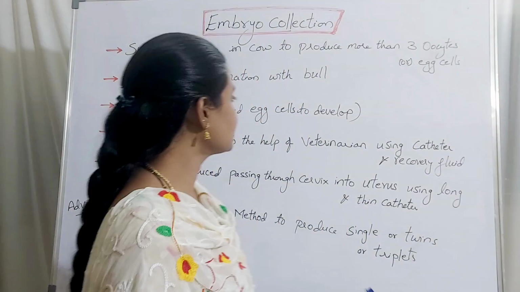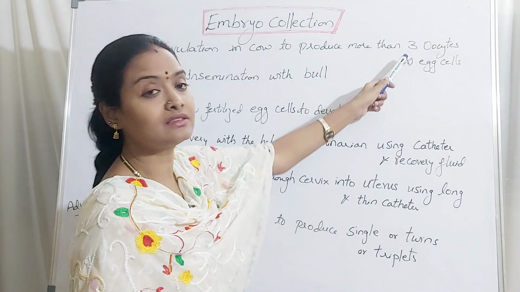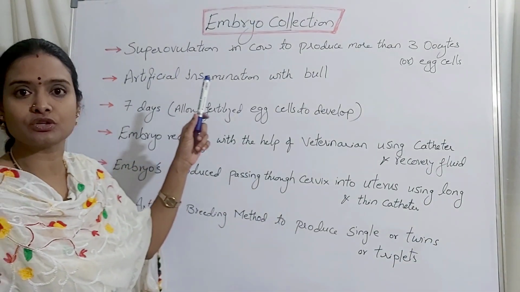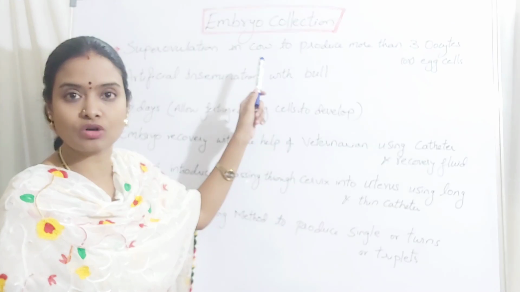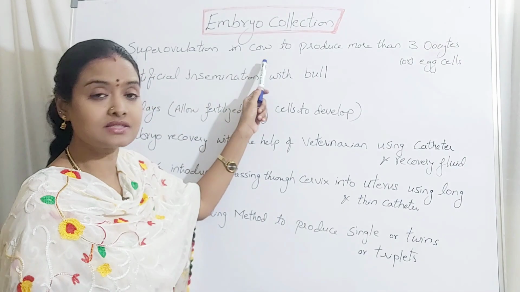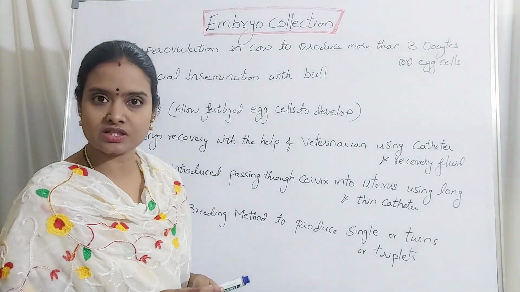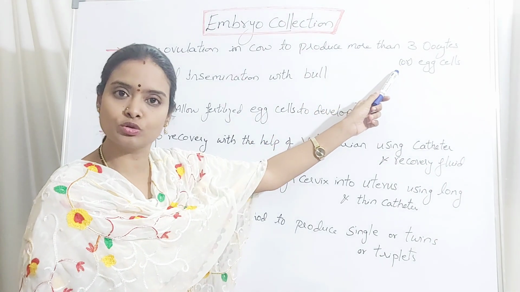Right? So let us see. First one is superovulation to produce more than 3 eggs or oocytes. Once the oocytes are produced, it is occurring inside the body. It is not in vitro, it is occurring inside the animal body. You are giving superovulation injections to the cow and allowing it to produce more oocytes.